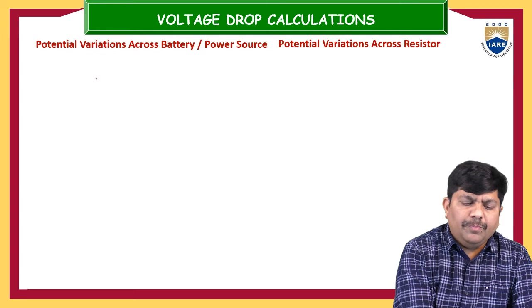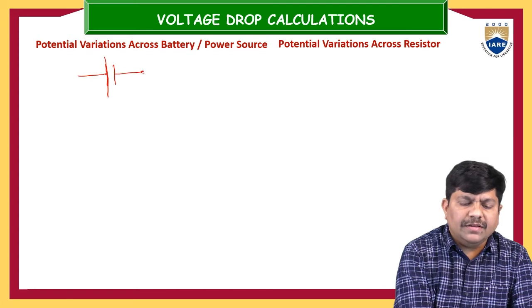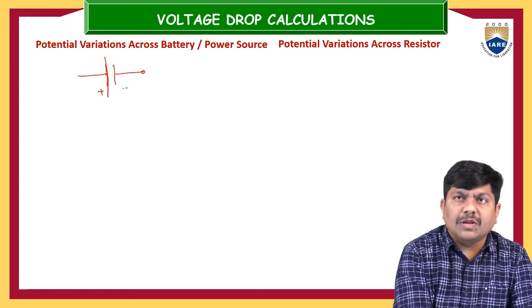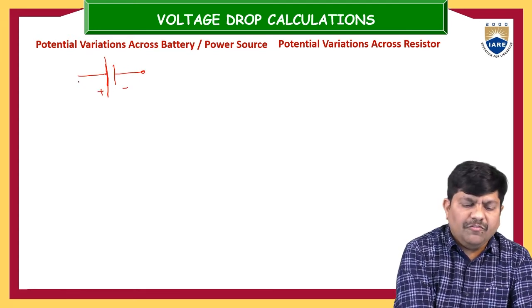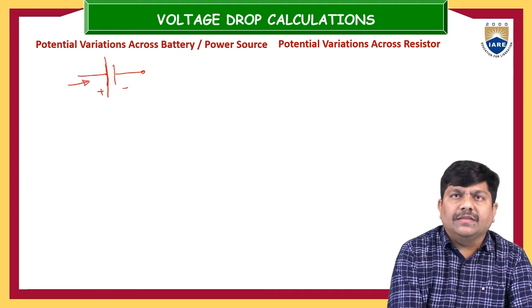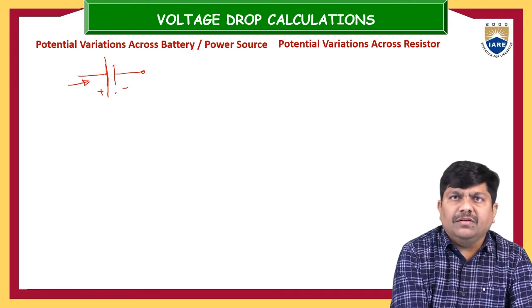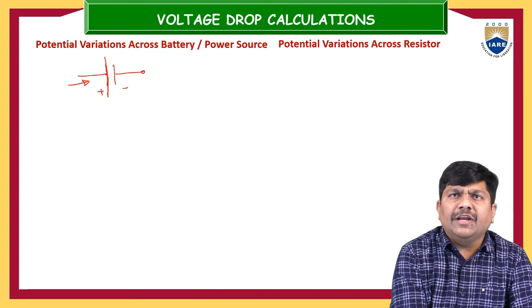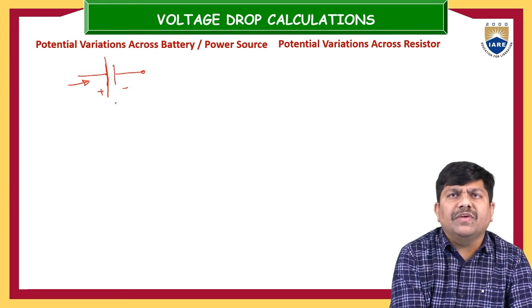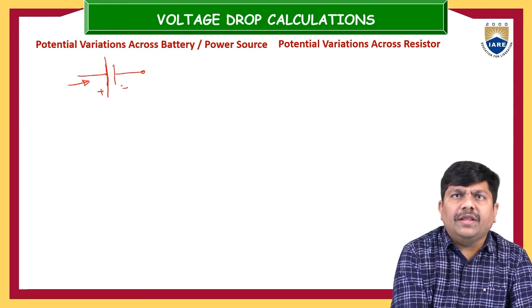Here I am taking a battery. This is a simple battery. This is one terminal and this is another terminal: the positive terminal and the negative terminal. If the current is entering the battery at the positive terminal and leaving at the negative terminal, it means some of the electrical energy we are losing. So the polarity or the sign of this battery is negative.